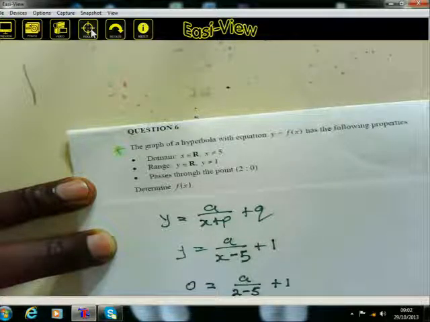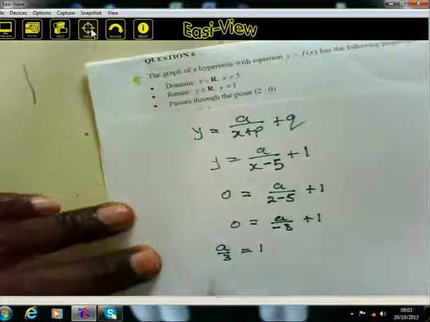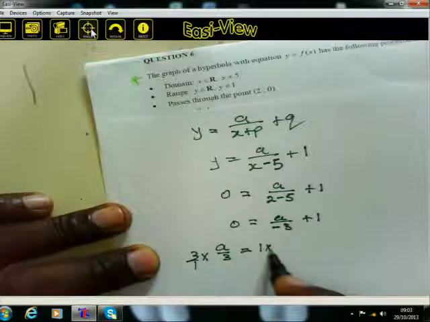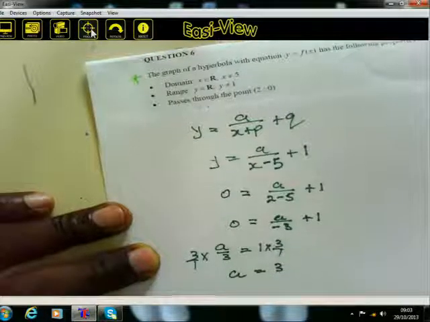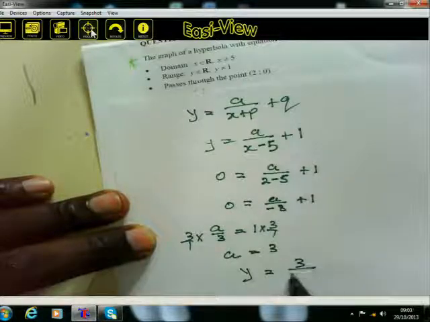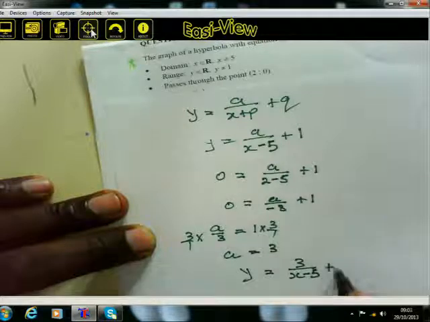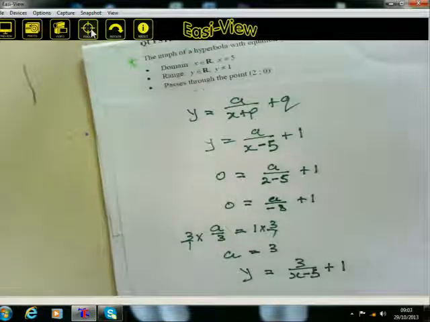Take this one to that side. A over 3 equals 1. Multiply both sides by 3. Our A is equal to 3. Therefore, our equation will be y equals 3 over x minus 5, plus 1. Great. That's our equation. Look at it. Familiarize yourself with it.